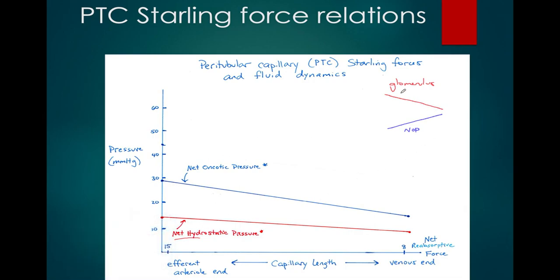Right? And this is your net hydrostatic pressure, right? And what that means is you get filtration, filtration, filtration all across the length of the glomerular capillaries, okay? Then you leave the glomerulus, you go through the efferent arteriole, and you enter the peritubular capillaries.